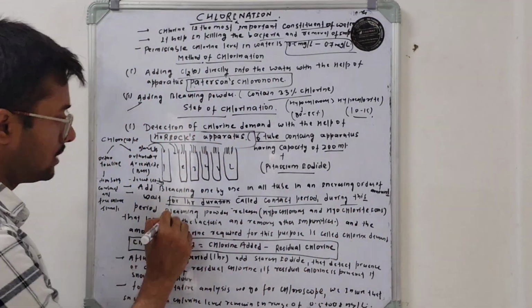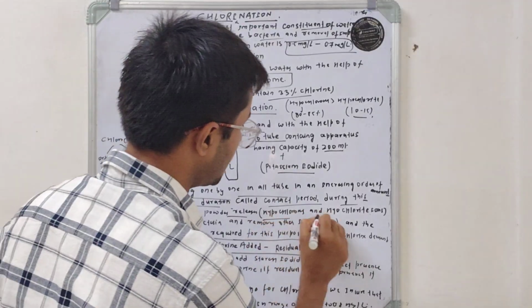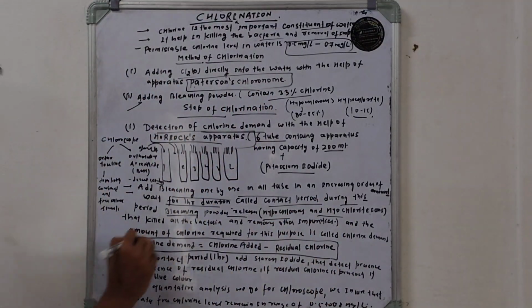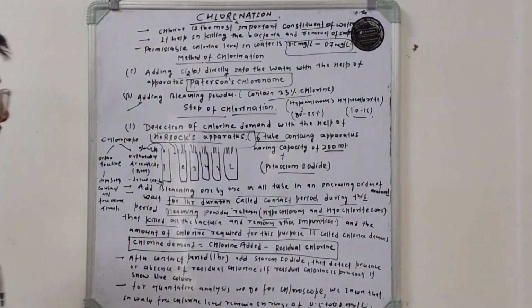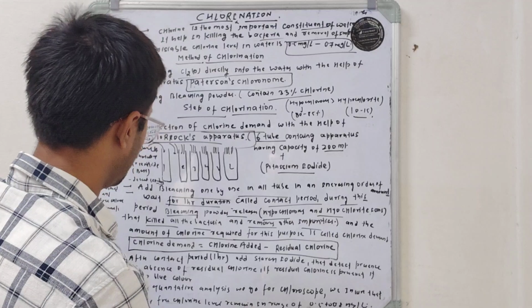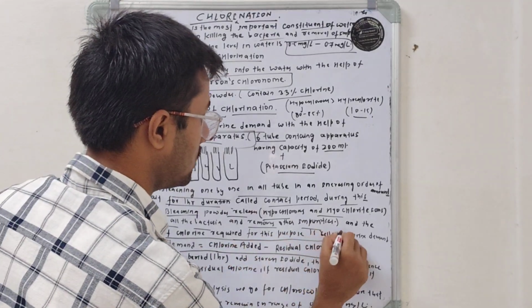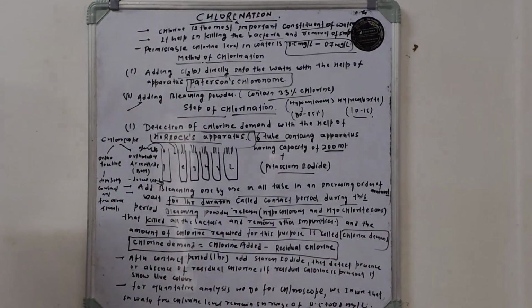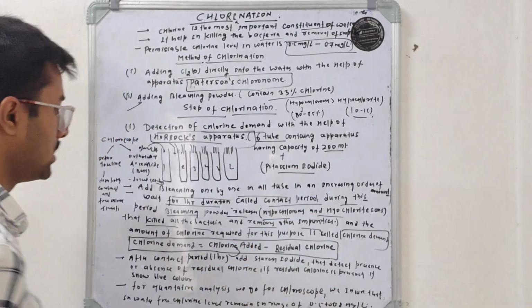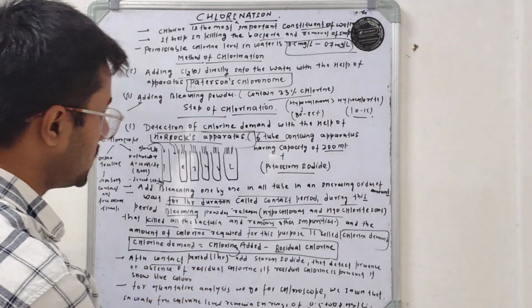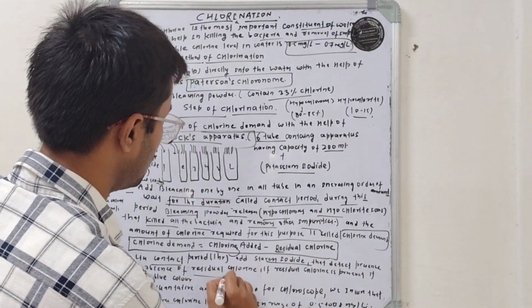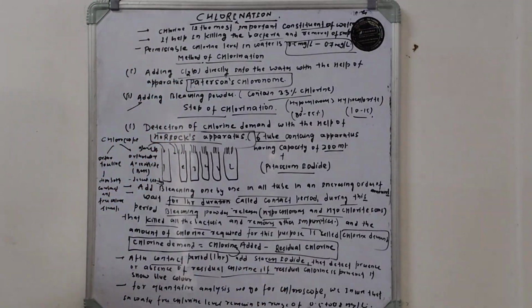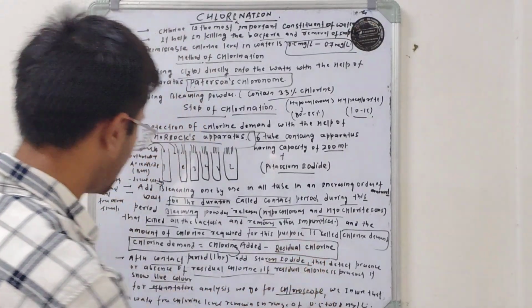During this period, bleaching powder releases hypochlorous acid and hypochlorite ions that kill all the bacteria and remove other impurities. The amount of chlorine required for this purpose is called chlorine demand, which is mathematically equal to the chlorine added minus residual chlorine. After the contact period, we add starch iodide that detects the presence or absence of residual chlorine. If residual chlorine is present, it turns blue. For quantity, we go for the chloroscope.